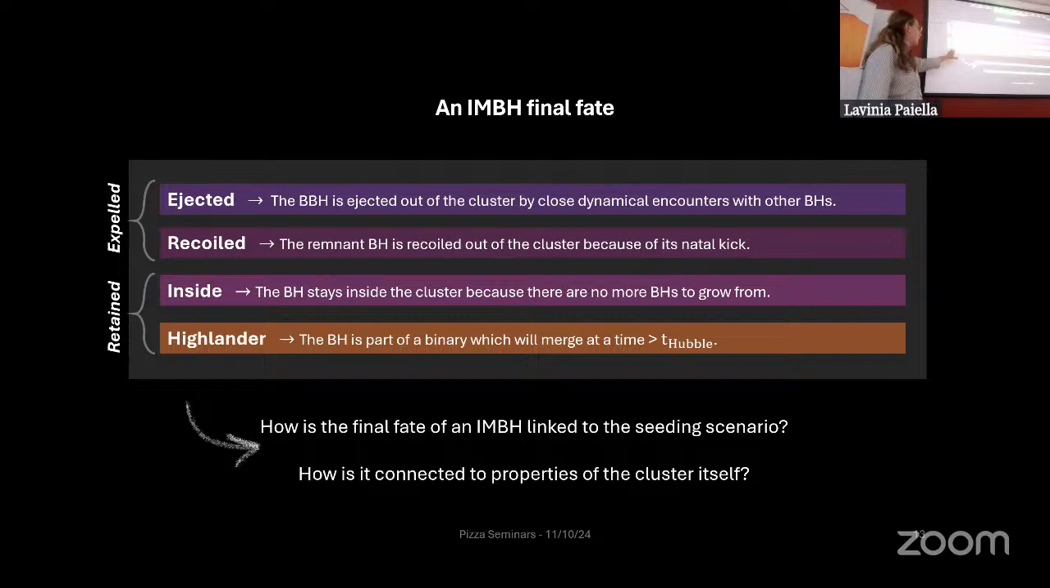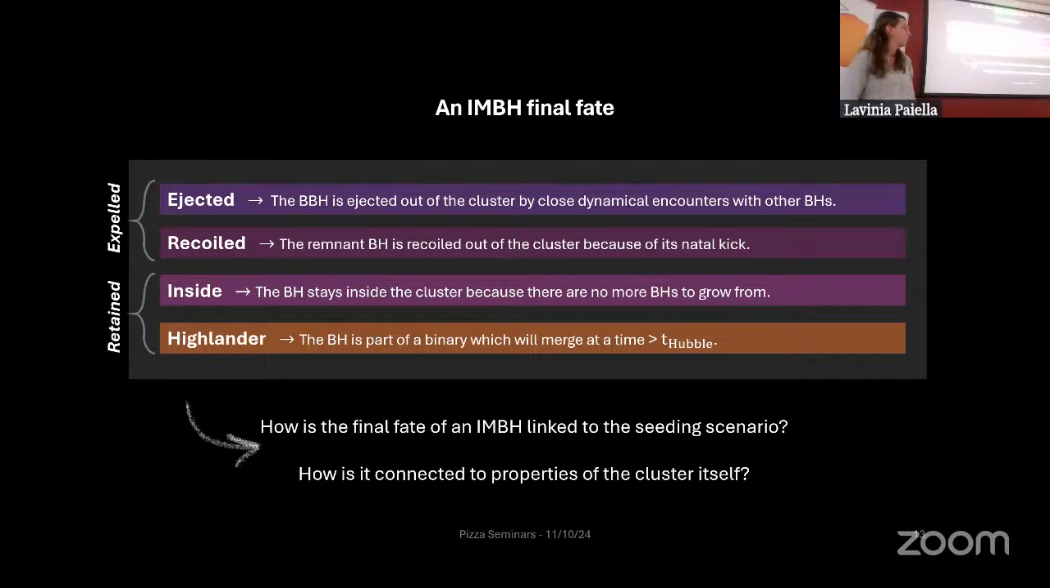Otherwise, it can be retained in the cluster, and it can be retained either as an inside black hole, which means that basically the black hole has finished all of the other black holes, so it cannot grow further just because there are no more tiny black holes to grow from. Or it can be a Highlander black hole, meaning that the next merger would exceed the time of the simulation, which is basically the age of the universe.